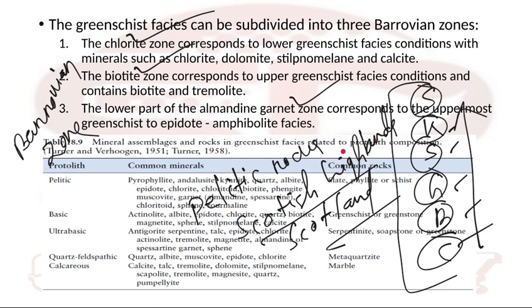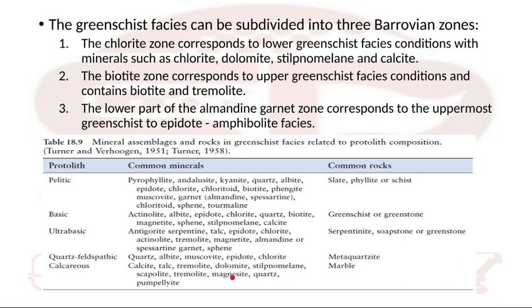Like you are studying the metamorphic facies for basic rocks, and this is the metamorphic facies for pelitic rocks. Likewise, there are metamorphic facies for calcareous rocks. So, in case of greenschist facies, all three zones: chlorite zone, biotite zone, and garnet zone.